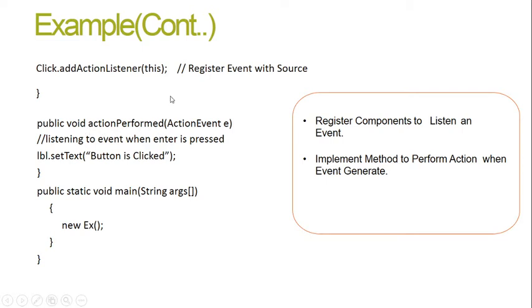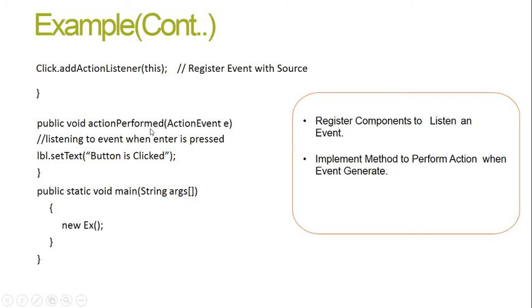So on button click, whatever operation you want to perform, perform all those operations inside this actionPerformed method. The actionPerformed method takes an ActionEvent object as the argument. ActionEvent is the class and e is the object. So this method is used to listen to the event, whenever you are clicking on the button. At that time this method is going to be called.